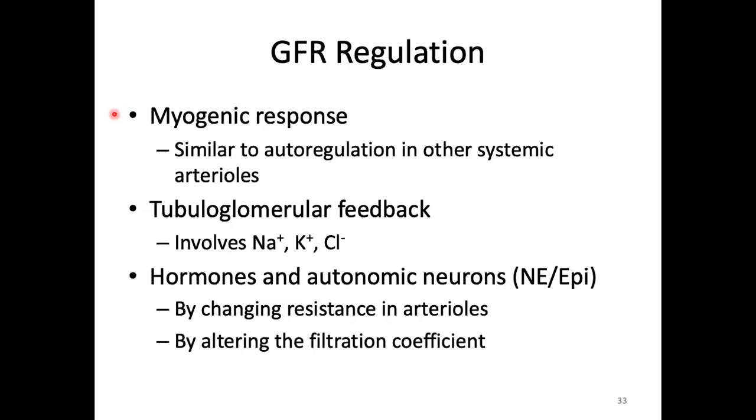The next one is your tubuloglomerular feedback, and we're going to get into this. This involves sodium, and this involves your macula densa cells. It also involves your juxtaglomerular apparatus and the release of renin. And then the last one is hormones and autonomic neurons. And the hormones, renin is considered a hormone, so that kind of overlaps both of them. But then you have norepinephrine and epinephrine as well.